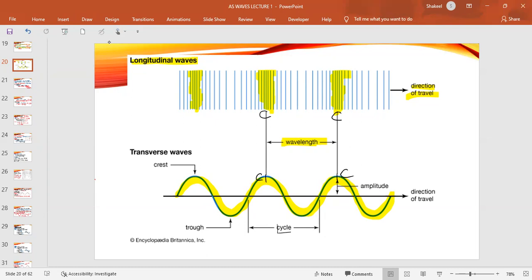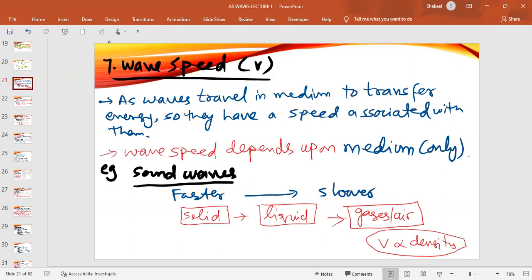This is also known as a cycle, and then the trough part, and then the crest part. So these parts are also labeled. This was a simple thing. Now, what is wave speed?